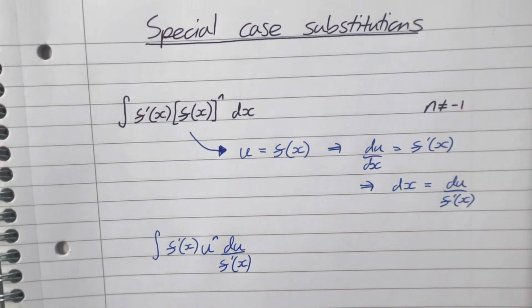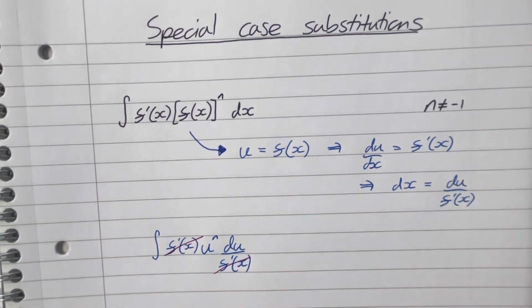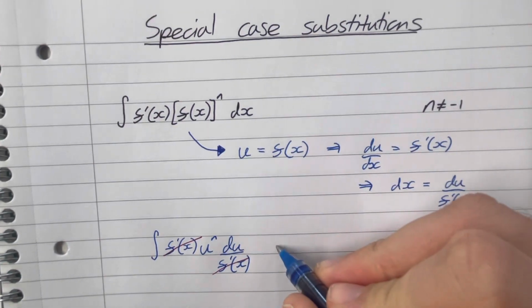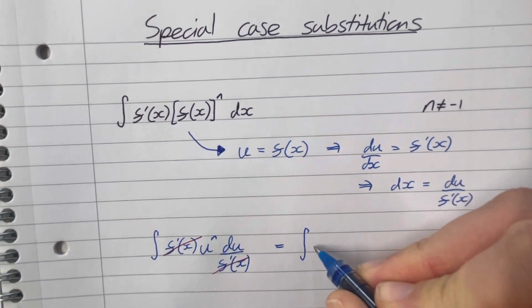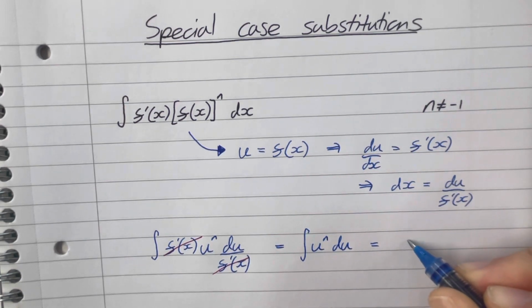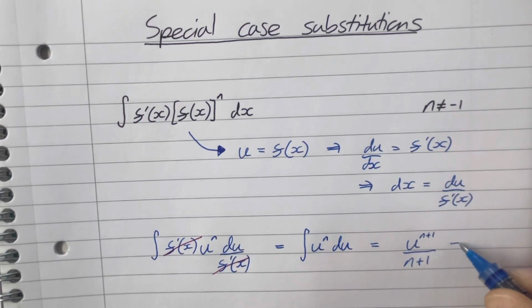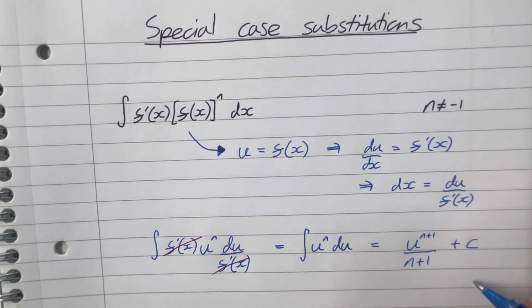And we can see that in this particular case, the f primes will cancel, and we're left with the simple integral u to the n du, which is of course u to the n plus 1 divided by n plus 1 plus c, provided of course that n is not -1. Okay.